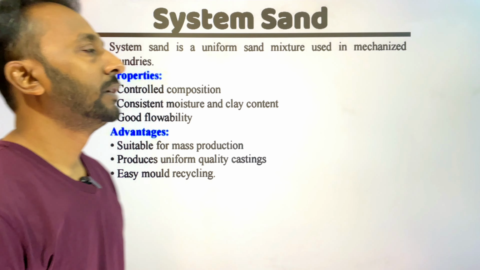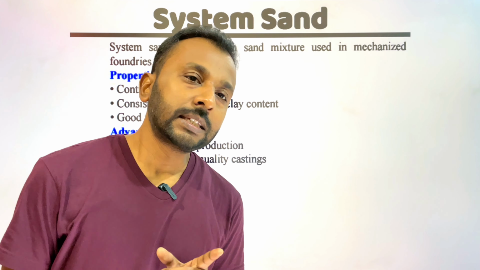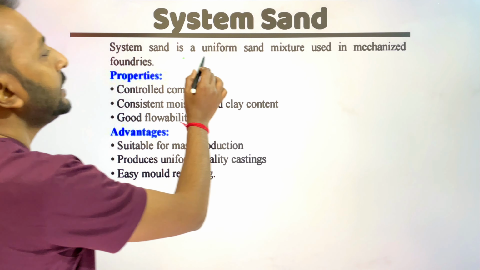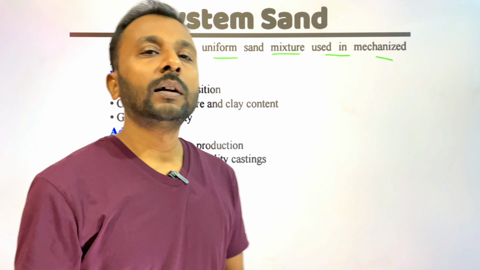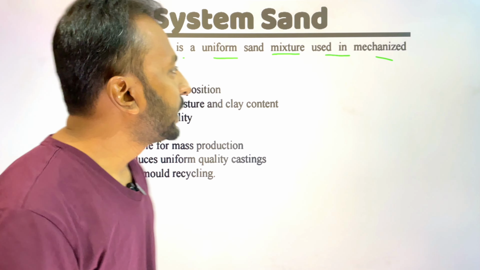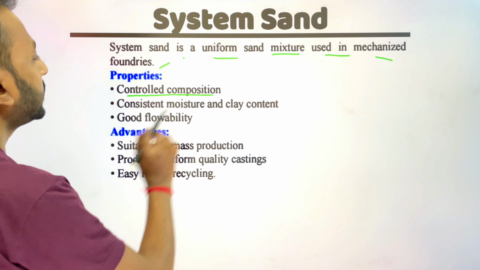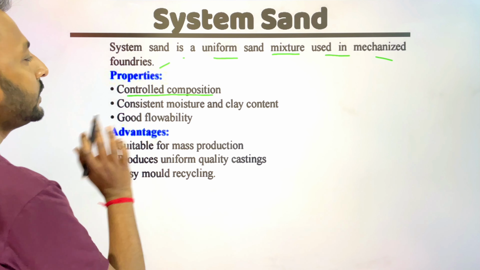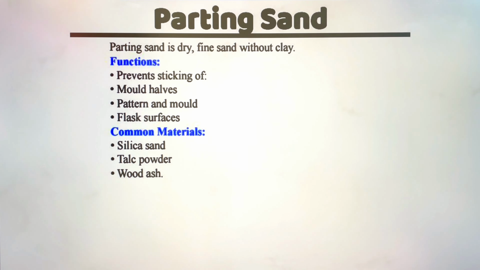Next is system sand. So when we are doing machine molding, the sand used is system sand. So system sand is a uniform sand mixture used in mechanized foundries. So when the casting process is done using a machine, the molding sand is called system sand. It has controlled composition, consistent moisture and clay content, and good flowability. So what are the advantages? Suitable for mass production, produces uniform quality castings, and easy mold recycling. So this is the system sand. Mainly it is used in machine molding.